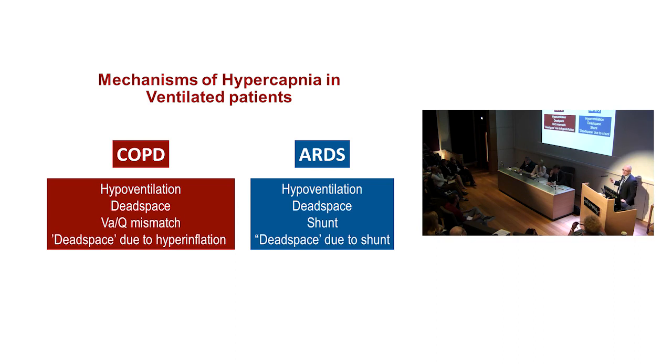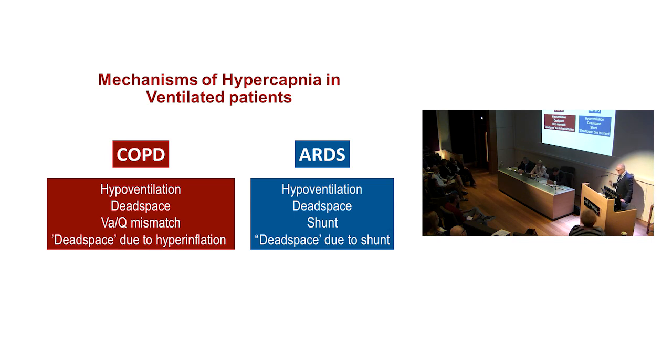I don't need to go through these, but essentially you'll see that the mechanisms for hypercapnia in COPD and ARDS are sometimes very similar. Alveolar hyperventilation I'm talking about, more than reduced minute ventilation. Dead space, VQ mismatch and shunt. And then there is this one here, which is a dead space which is functional. In COPD, we have dead space due to hyperinflation, and that makes sense. With the hyperinflation, we squeeze all the capillaries, therefore the ventilation within that lung unit is greater than the pulmonary perfusion. And then here in ARDS, we have dead space due to shunt.